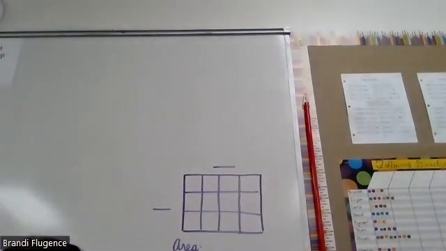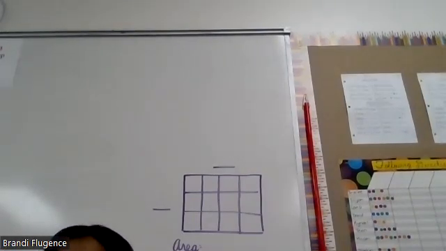Okay, so all right, let's go to 92. Let's talk about the 3 parts of an insect.